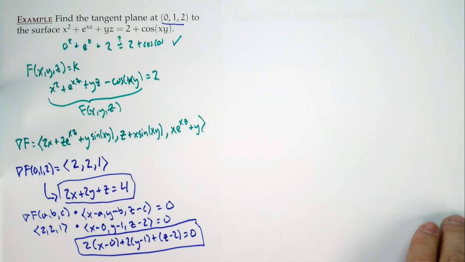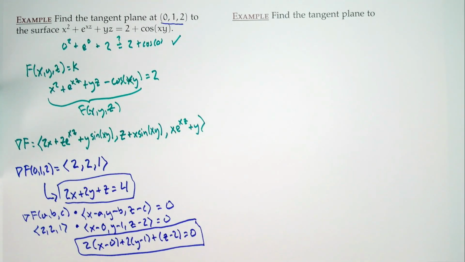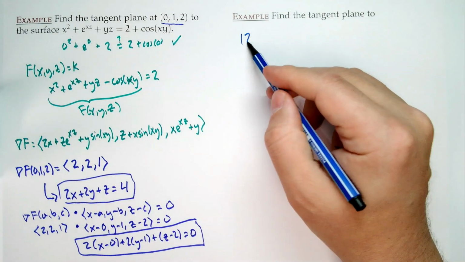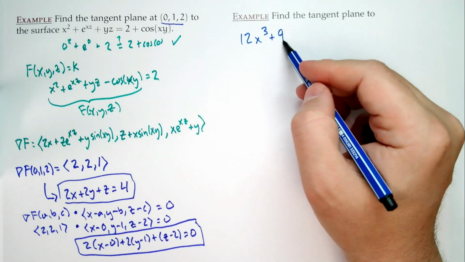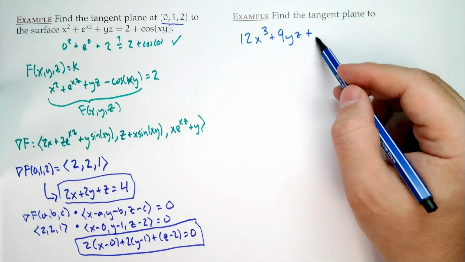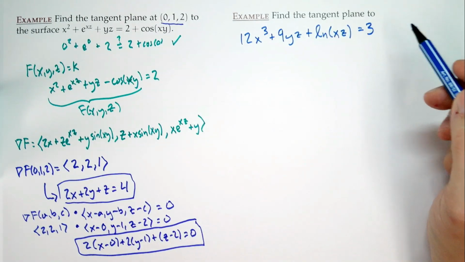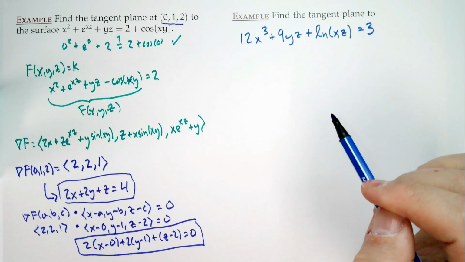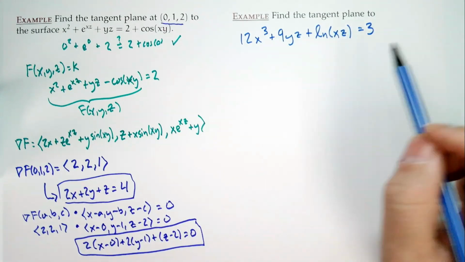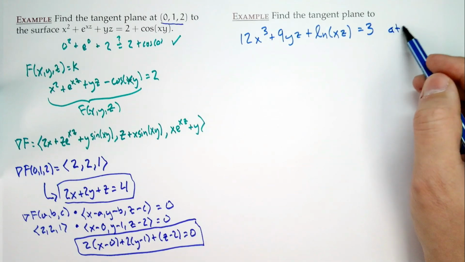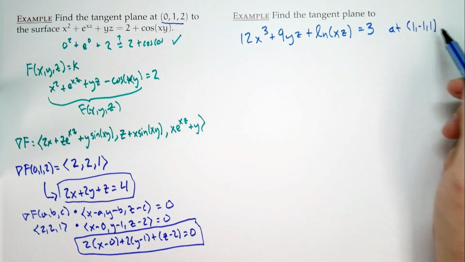All right, well, let's see another example. So let's find the tangent plane to something. Well, what could we choose? All right, well, let's choose the following. 12 x cubed plus 9yz plus log of xz equals 3. Now, we're not done yet, because that's not just a surface, we need a point. At the point 1, negative 1, 1.